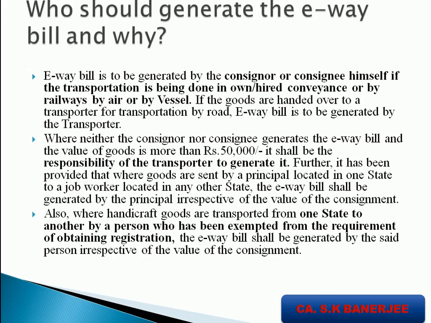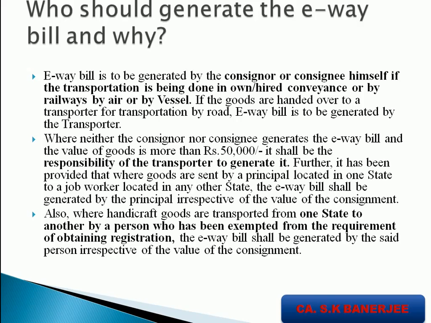Further, it has also been provided that where goods are sent by a principal located in one state to a job worker located in another state, the e-way bill shall be generated by the principal irrespective of the value of consignment. So, principal to agent basis or principal to job worker basis. If you are the principal and you are transporting goods to a job worker in any other state, within the state the requirement is not there. If you are transporting it to some other state, in that case the principal has to generate the e-way bill irrespective of the value of the consignment. So this 50,000 limit will not apply in case of principal to job worker transport from one state to another state.